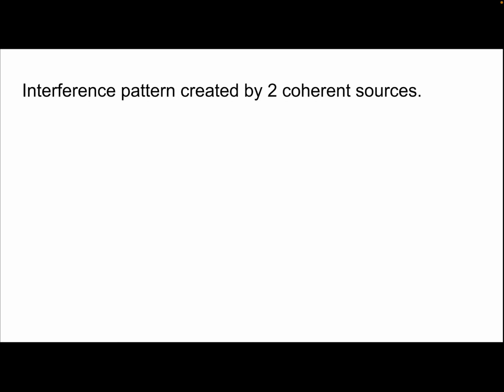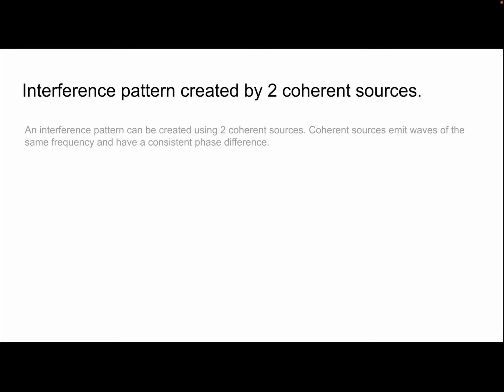Right, so we're going to look at the interference pattern created by two coherent sources. So an interference pattern can be created using two coherent sources. Coherent sources are those that emit waves of the same frequency and consistent phase difference.